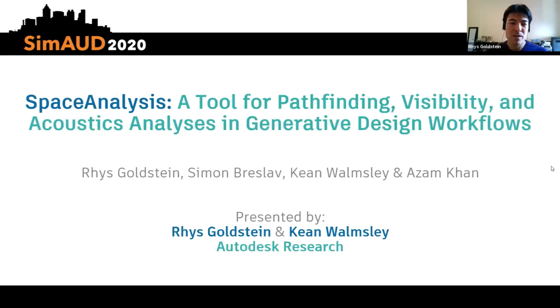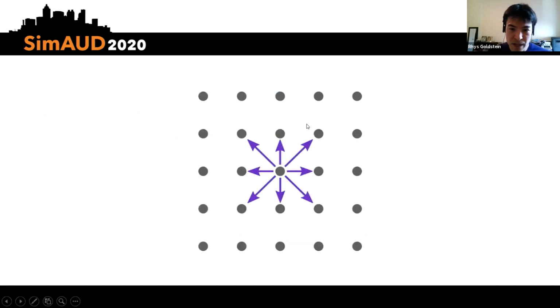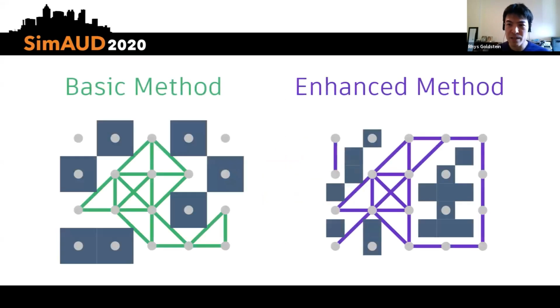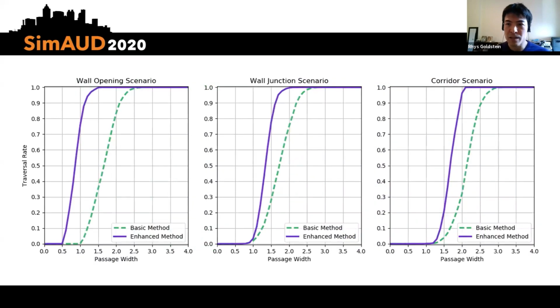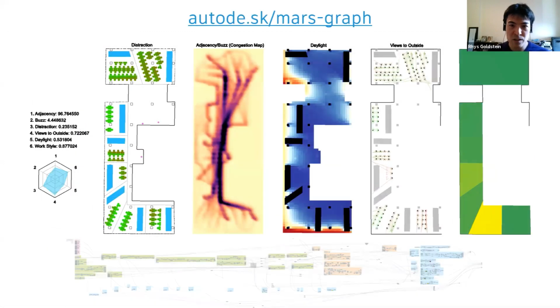Okay, thanks, Kian. So that was a quick overview of our SimAUD 2020 paper. Just a quick recap. As we mentioned, all the space analysis analyses are based on an 8-neighbor grid. We showed 2 different discretization methods that create the space lattice, the basic method and the enhanced method that was actually implemented in the software. And we found experimentally that the enhanced method worked better. We also took a look at how space analysis could be used for generative design. And I'd like to point out that the example that Kian showed is available for download if you go to the link at the top.